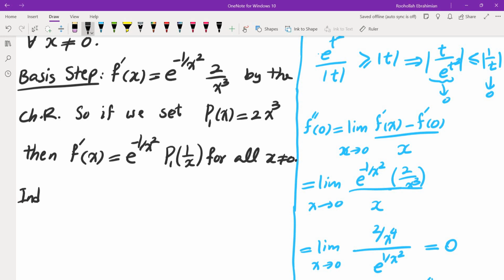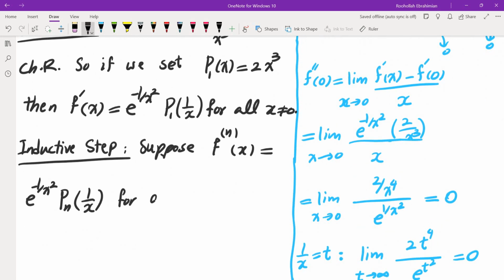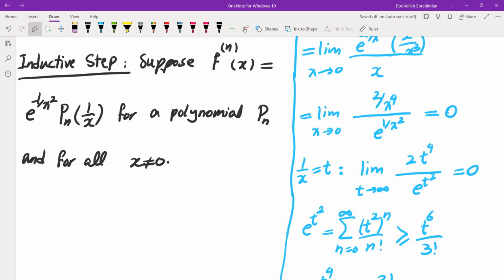Now we'll look at the inductive step. Suppose Fn of x is equal to e to the negative 1 over x squared Pn of 1 over x for a polynomial Pn and for all non-zero x. Now we're going to take the derivative of that to get the next one.